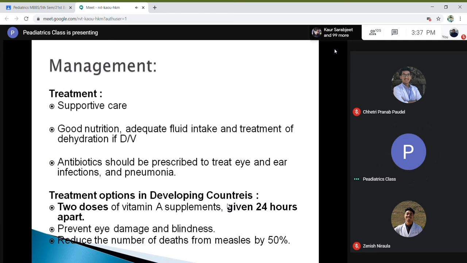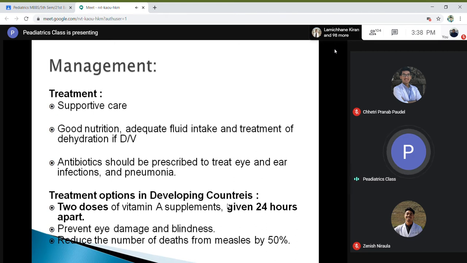But 2 doses: one dose stat, and then the next dose 24 hours apart. It depends on the age: 50,000 for less than 6 months, 1 lakh for 6 months to 1 year, and above 1 year, 2 lakh. The capsules are there. So basically, you should know 2 doses should be given. It prevents eye damage and blindness, and also reduces the number of deaths from measles by 50%.